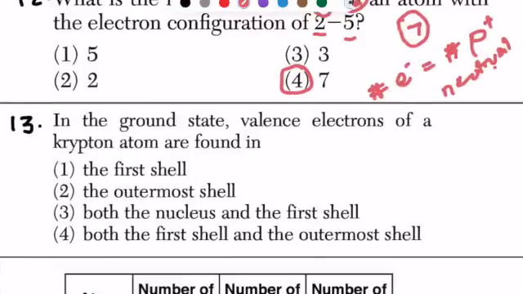So in a ground state, valence electrons of a krypton atom are found in. So your valence electrons are defined as the electrons in the outermost shell. So this is just a definition problem.